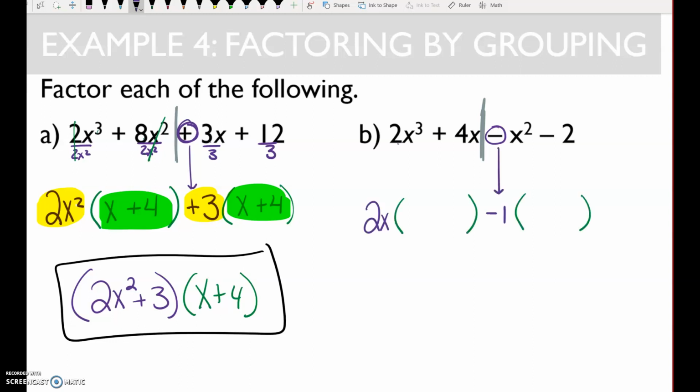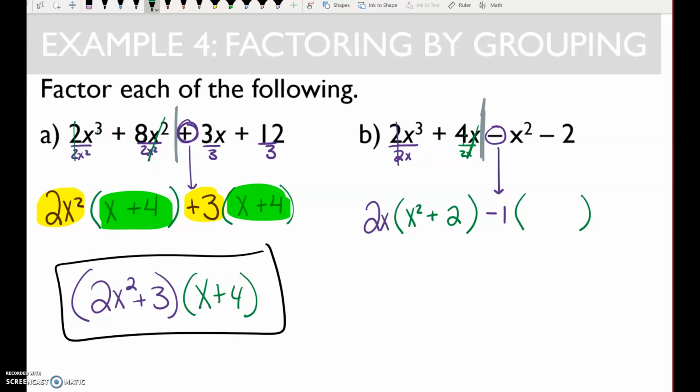In this first group, 2 and 4, we can divide both of those by 2. X cubed and x, we can definitely get an x out. So 2x cubed divided by 2x. That takes out the 2, takes out one of the 3 x's. We're going to have x squared left. 4x divided by 2x. 4 divided by 2 is 2. X divided by x cancels.